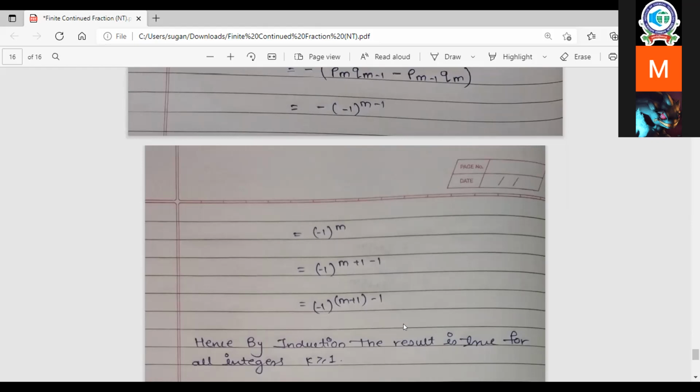So finite continued fractions are simple. The first thing you are pointing out is that every rational number is a finite continued fraction, and every finite continued fraction is a rational number. That is one point. The second point is coming to convergence now. Just giving convergence is not sufficient. You need to know something about the convergence.